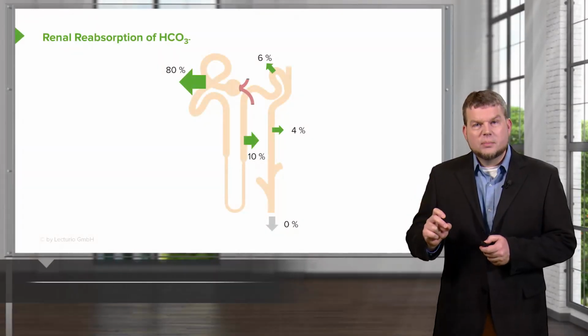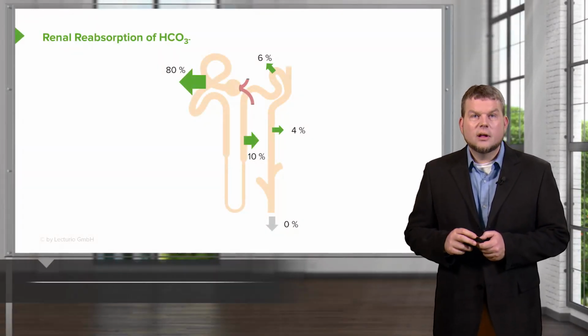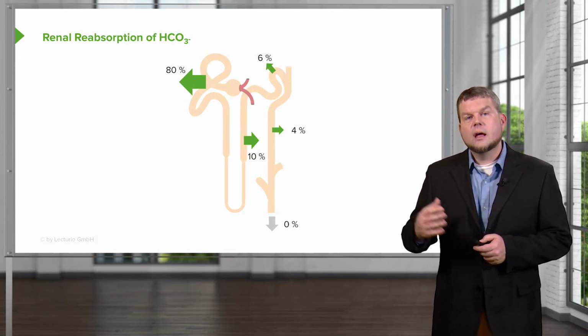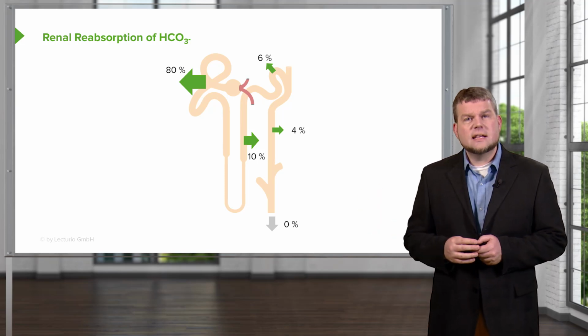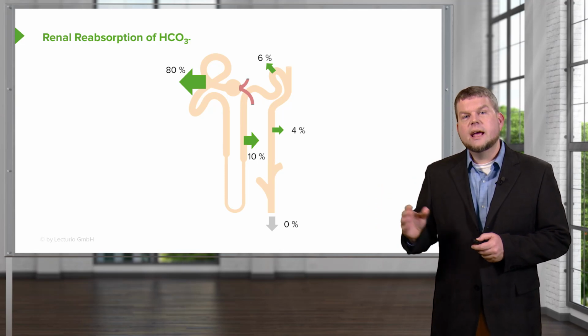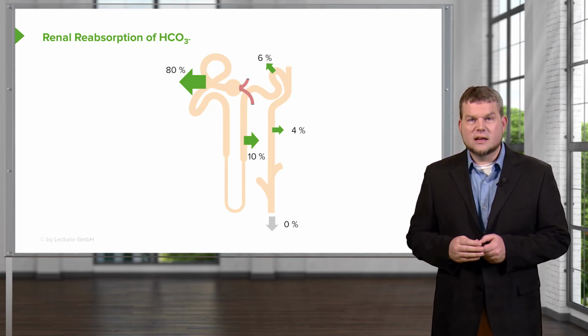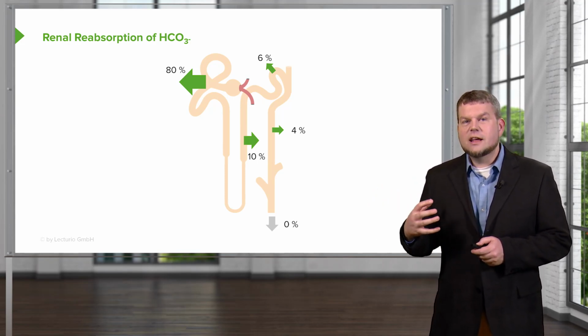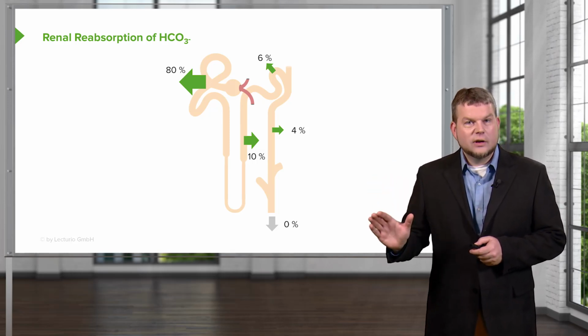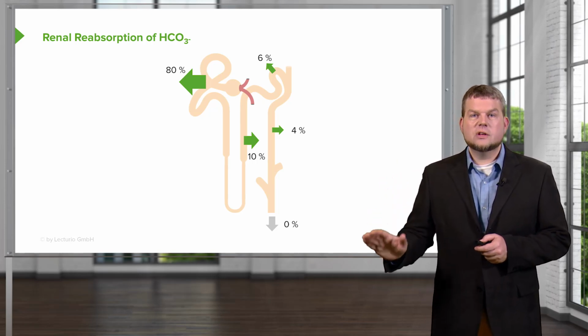Bicarb reabsorption occurs in the nephron. About 80% of it is pulled off in the proximal tubule, about 10% in the thick ascending limb, about 6% in the distal convoluted tubule, and about 4% in the collecting duct. And I'd like to highlight here that you reabsorb all of your bicarb. You will not urinate any of it out in normal conditions.